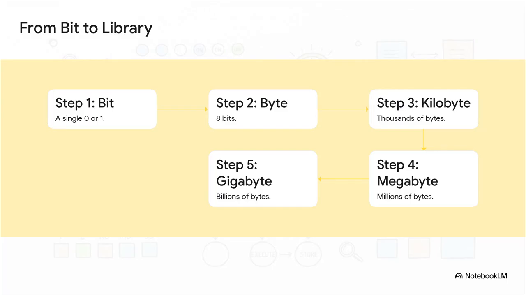Okay, so how do you get from a single 0 or 1 to, say, an email? You group them up. Put 8 of those bits together, and you've got what's called a byte. That's enough information to represent just one character, like the letter A. Then you start grouping the bytes. Thousands of them make a kilobyte, millions a megabyte, billions a gigabyte, and all of a sudden, you've got enough space for your movies, games, the whole shebang.